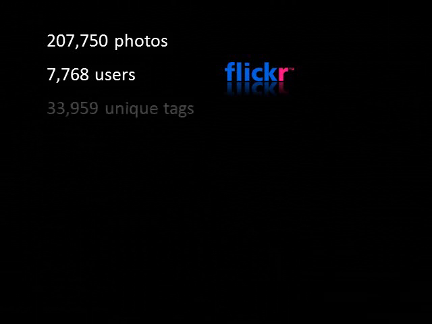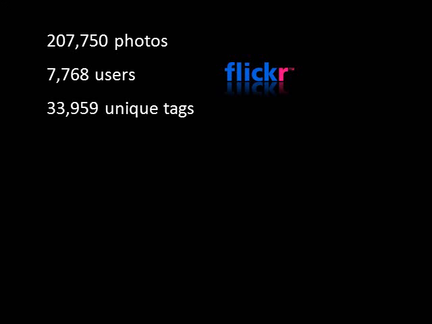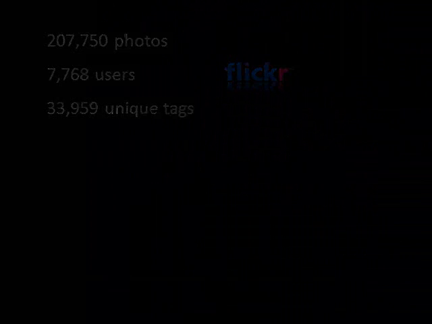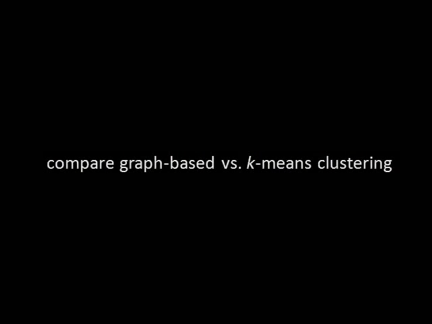We conducted a thorough evaluation of the presented framework. For our evaluation, we used the Flickr photo dataset comprising more than 200,000 photos coming from more than 7,000 users and described by almost 34,000 unique tags. Our first goal was to compare the quality of the clusters produced by the graph-based clustering scheme against the one derived by the classic k-means algorithm.